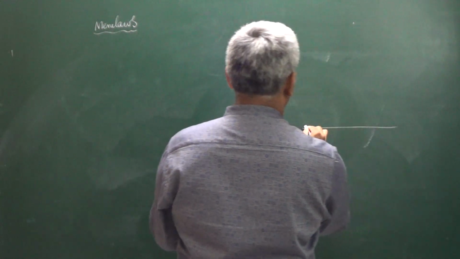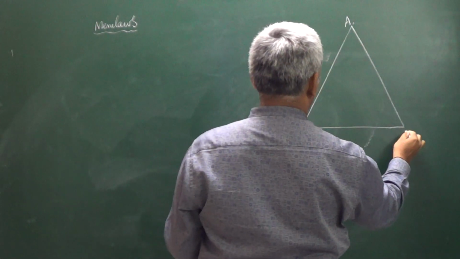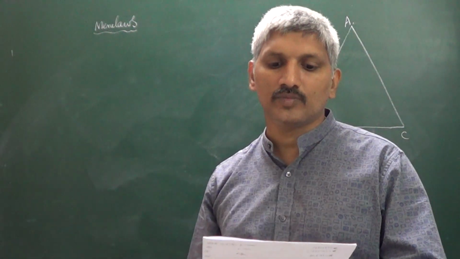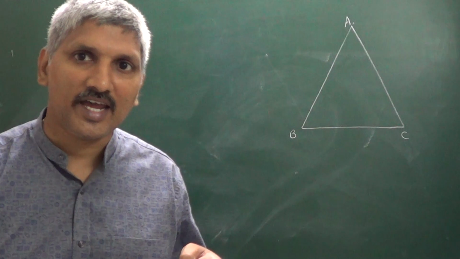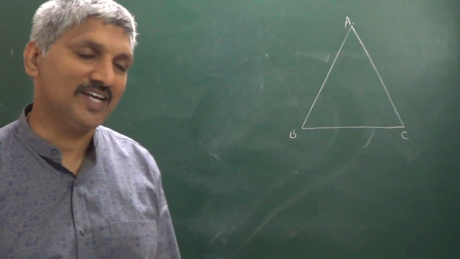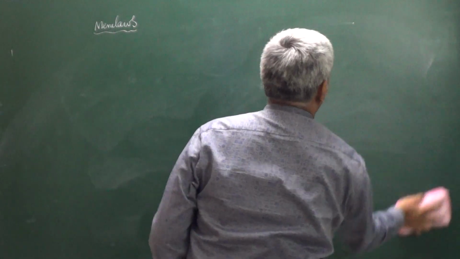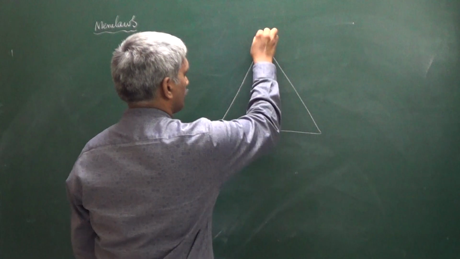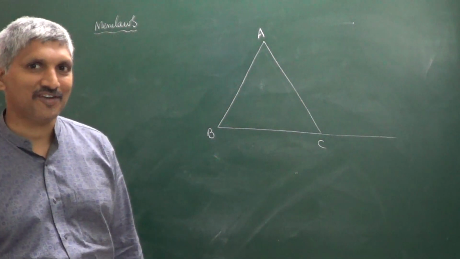Menelaus theorem. What it says is: suppose a straight line meets the sides of a triangle ABC, the sides BC, CA, AB, at points D, E, F respectively. How does one straight line meet the three sides of a triangle? Observe here. That is the extension of the side BC.